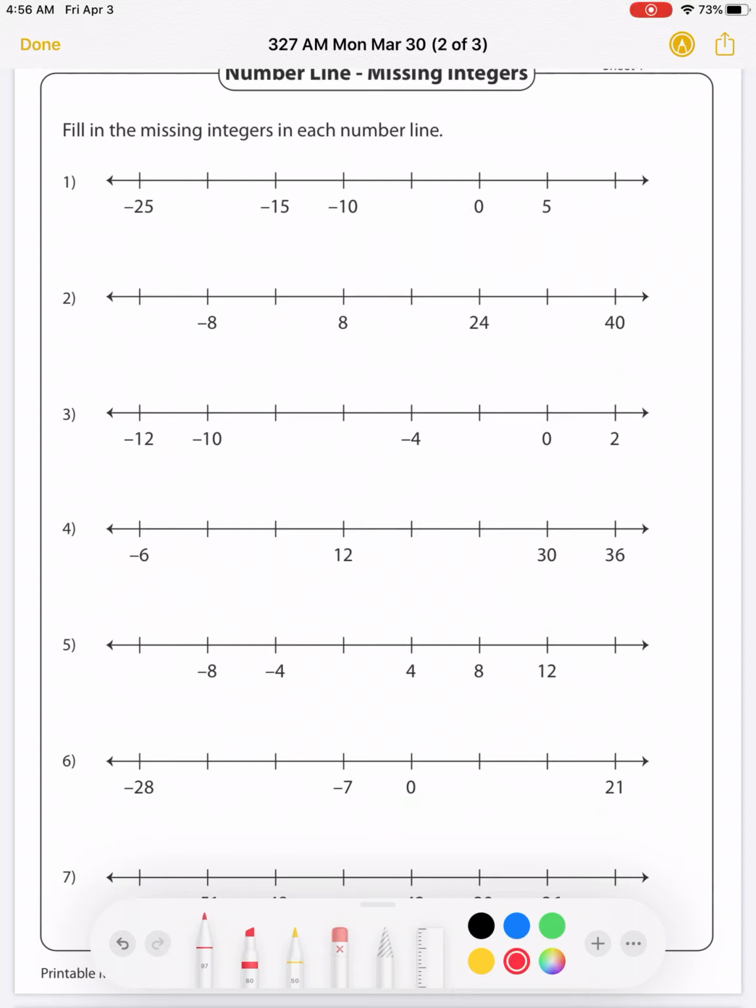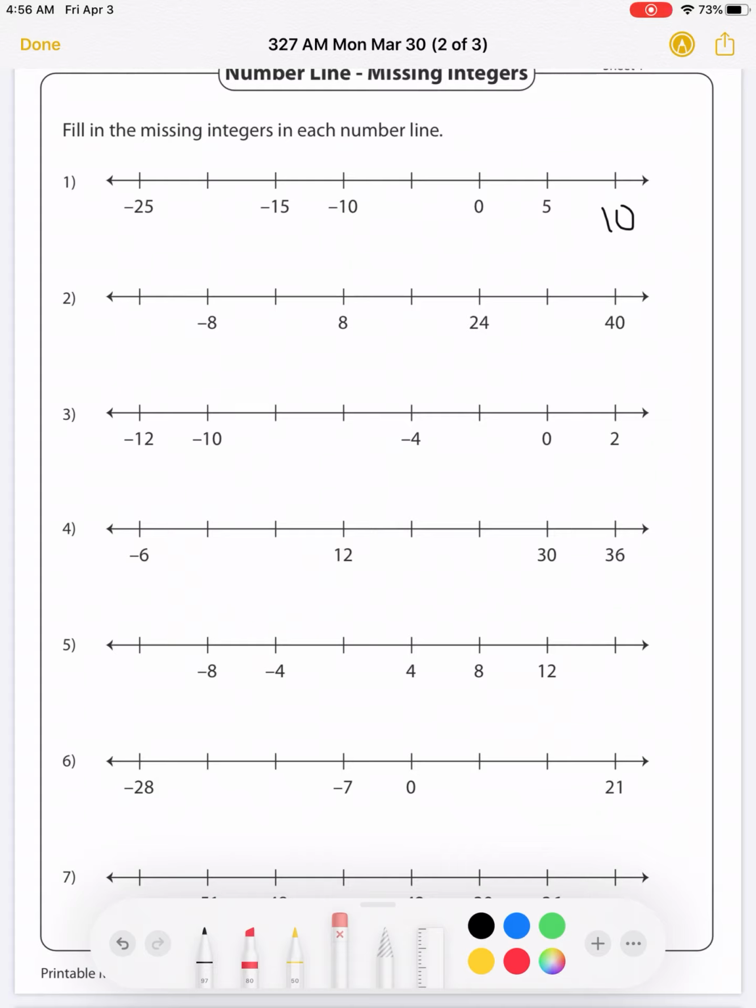So let's go positive first. If they're counting by 5, 0 to the first tick mark is 5. 5 plus 5 equals 10. So that means that this one would be 10. Okay?